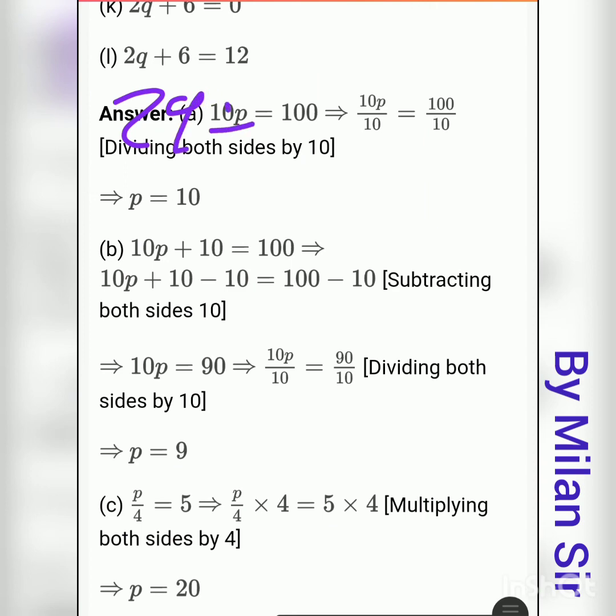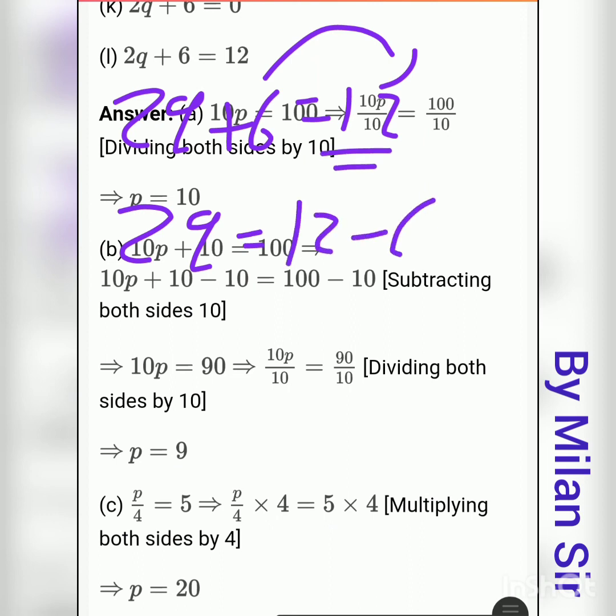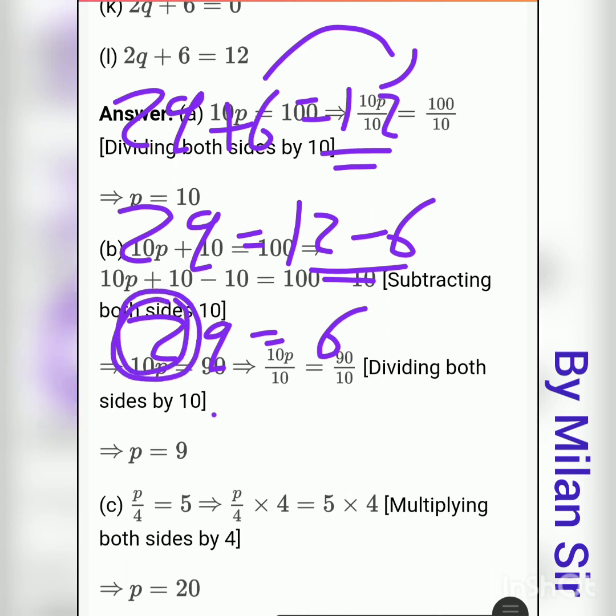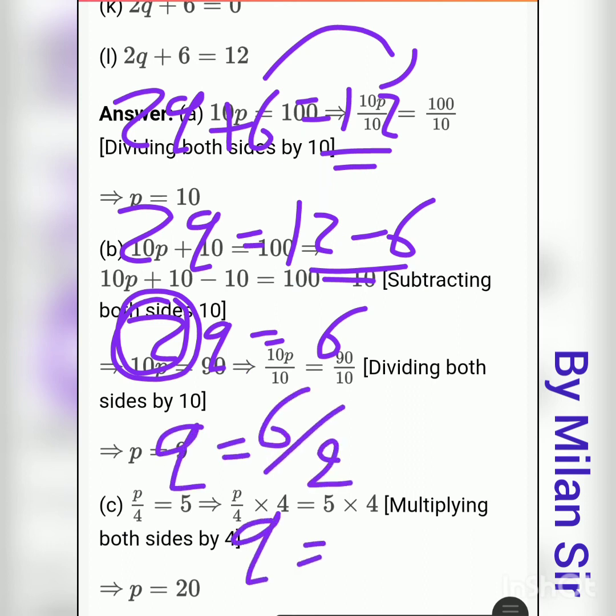Again, 2q plus 6 is equal to 12. Transfer this 6 here. It becomes minus 6. So first of all 12 and minus 6. So 2q is equal to 12 minus 6, which is 6 only. Now transfer this multiplication by 2 to the right hand side. It goes to the denominator. So 6 divided by 2. So q is equal to 2 3s are 6. So here the answer is q is equal to 3.